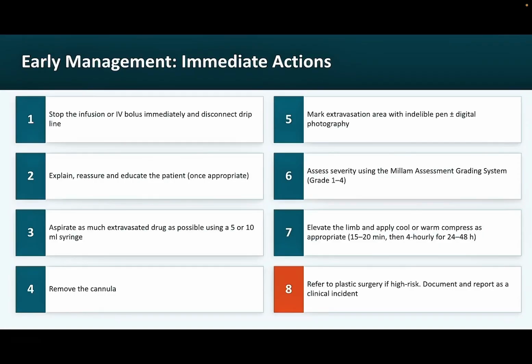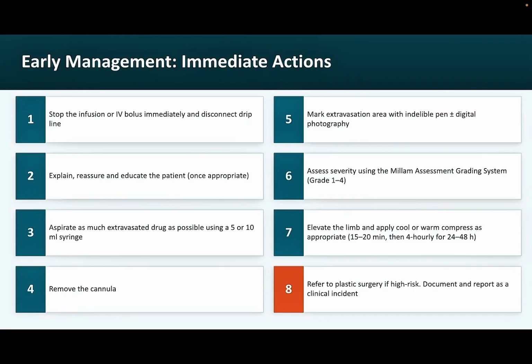How do we manage when we notice extravasation? We should stop the infusion or IV bolus immediately and disconnect the drip line. If the patient is conscious and rational, we can explain then and there, and if it is an anesthetized patient, we can explain once appropriate. Aspirate as much of the extravasated drug as possible through the cannula and then remove it. And we have to mark the extravasation site with indelible paint or photography, to see whether the extravasation area is progressing over time.